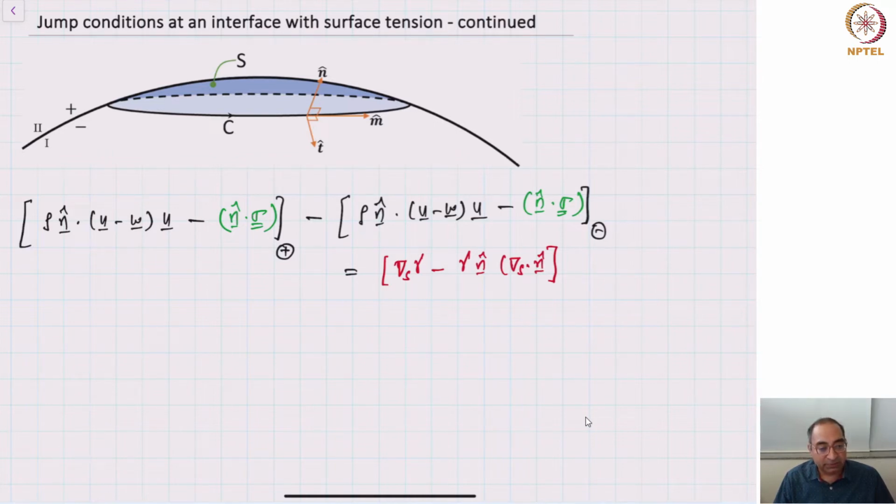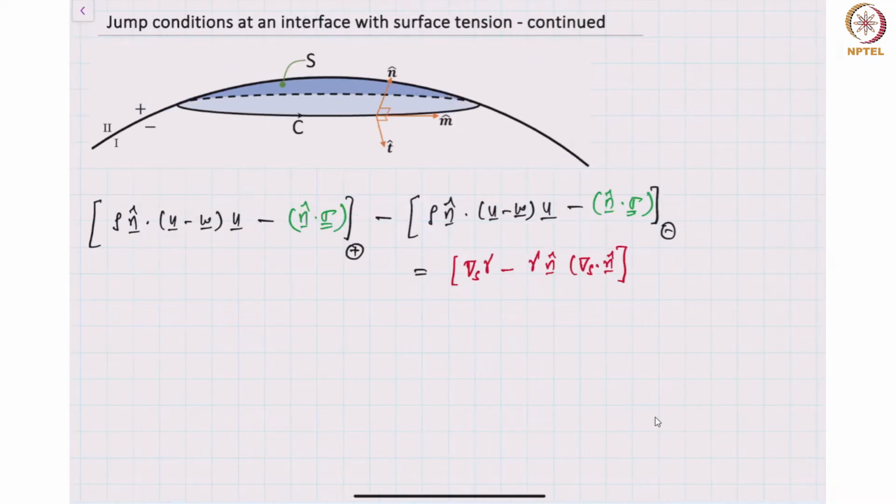The terms in black represent the hydrodynamic forcing. The terms in green come from the stress tensor. And finally, the terms in red are the new terms, which are present only when there is surface tension present. In fact, this term actually contains two parts again. The first part that is shown is the gradient of surface tension.